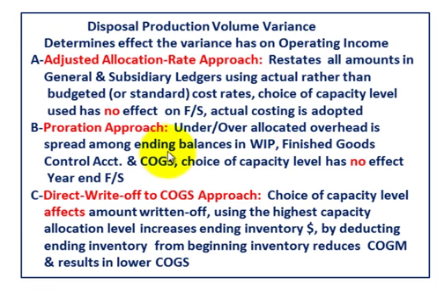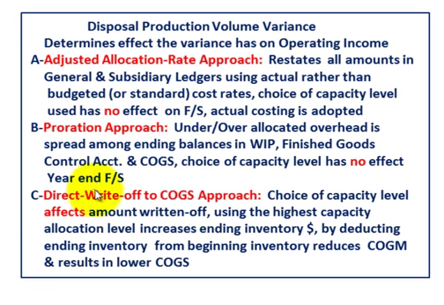So whatever that percentage is, you take it times any under or over allocated overhead, and you would adjust the ending balance in those different accounts. So again, the choice of the capacity level has no effect here on the year-end financial statements, because you would have taken care of all those under or over applied overheads. So that's the case for our adjusted allocation rate approach and our proration approach.